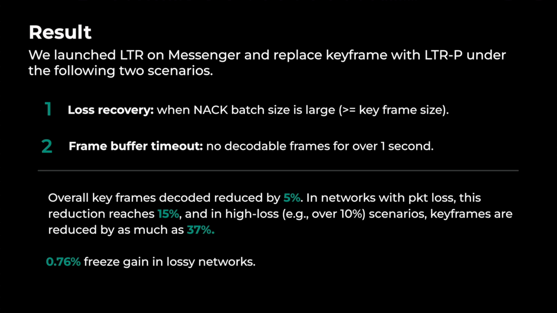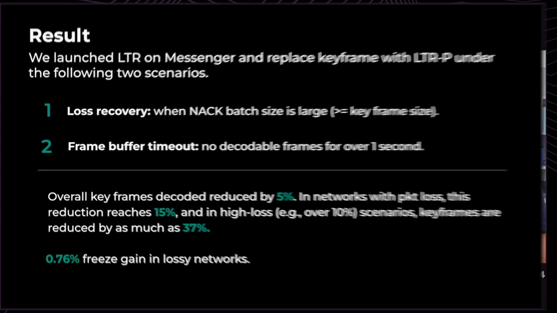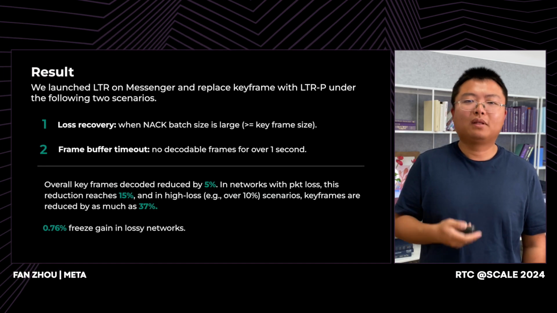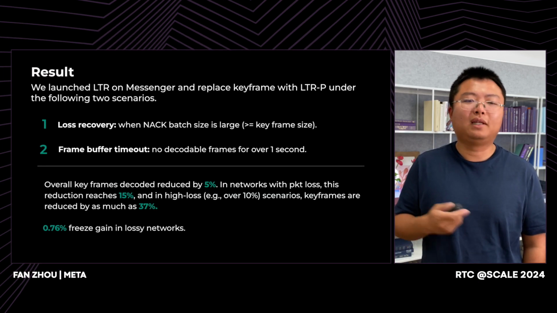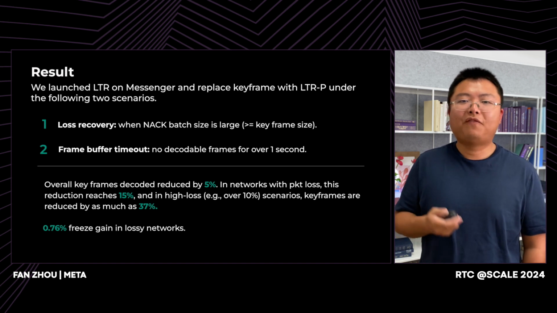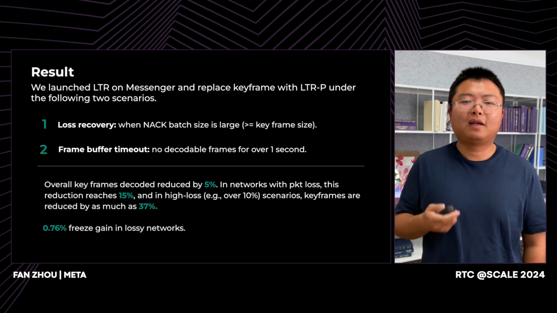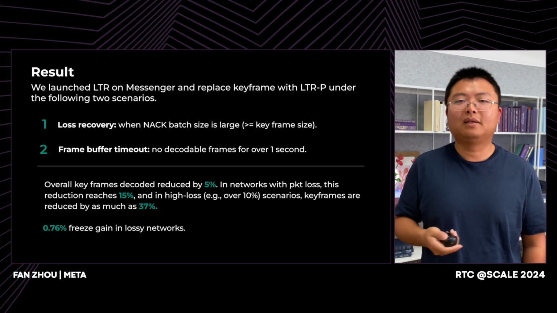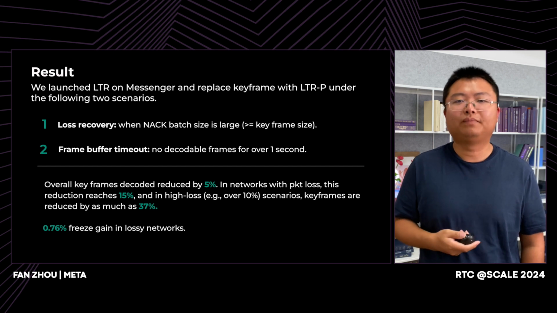Previously, we just requested a keyframe in those cases, but after replacing those keyframe requests with LTRP, as expected, we see a significant reduction in the number of keyframes. For example, we see the keyframe numbers drop by 37% in high-loss conditions. And we also want to mention this reduction is done without any trade-off in the red freeze. In fact, we can even observe almost a 0.76 reduction in the red freeze, which is caused by less congestion due to the smaller size of LTRP.